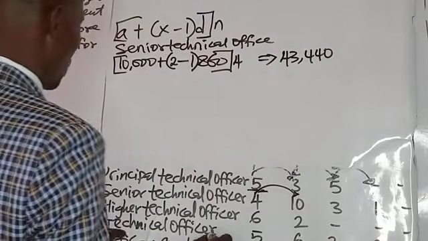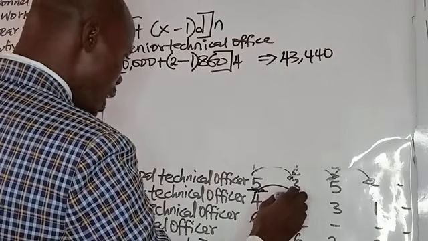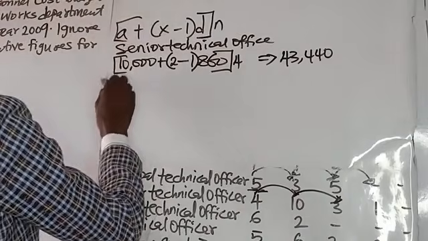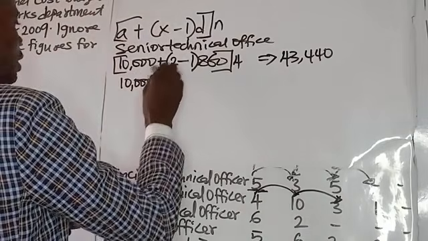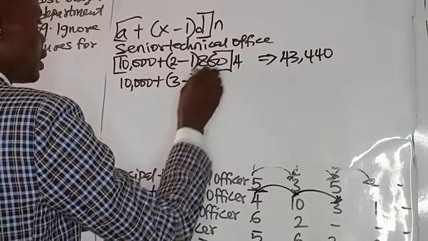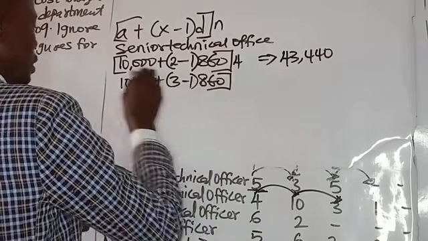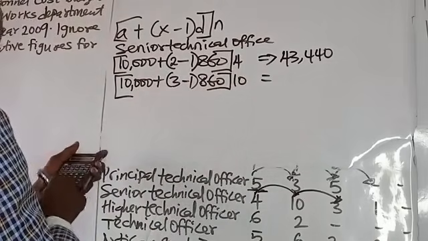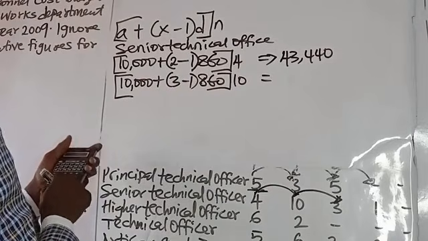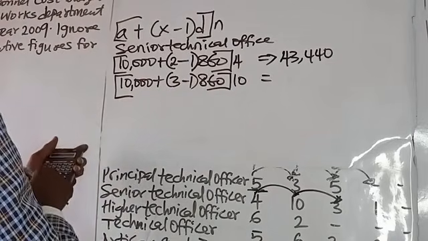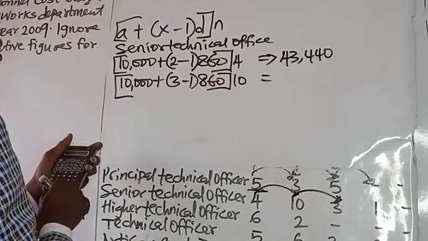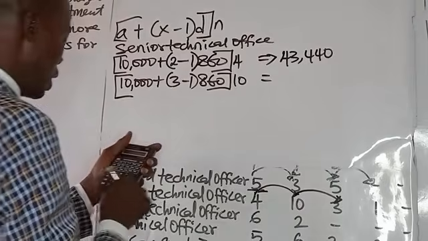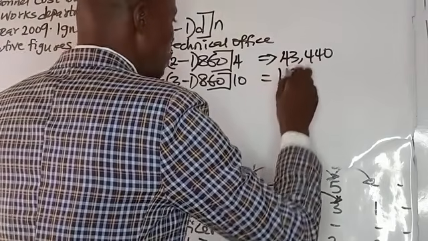So, we also have 10 employees in step 2 who are now moving to step 3. 10,000 plus step 3 now, 860. 10 employees. 3 minus 1, that is 2. 2 times 860 plus 10,000. That is 11,720 times 10 employees. That is 117,200.